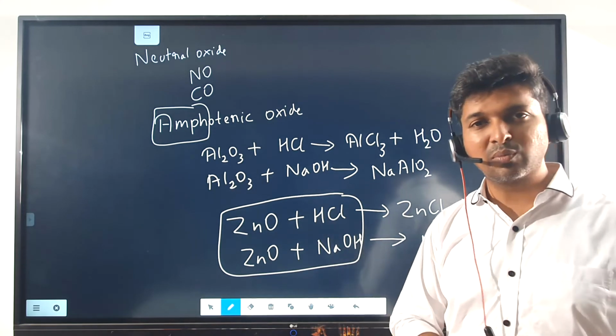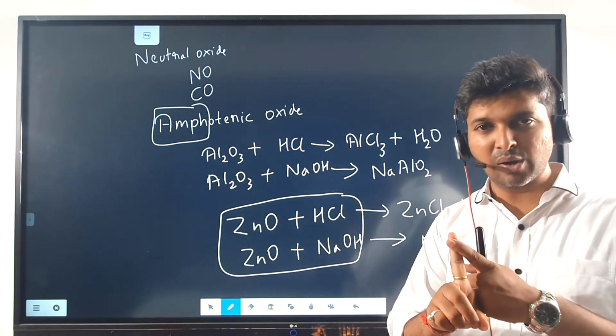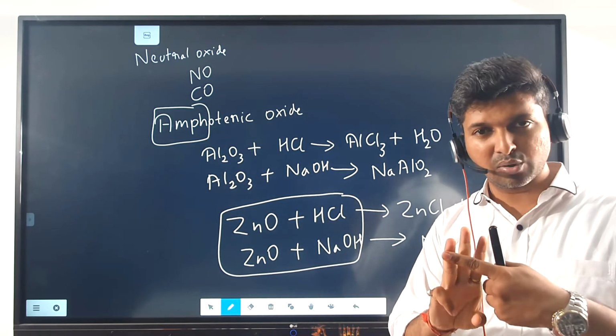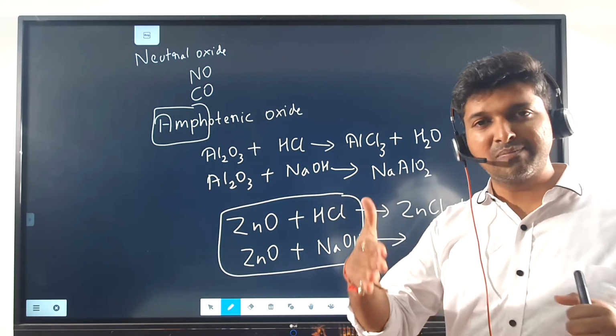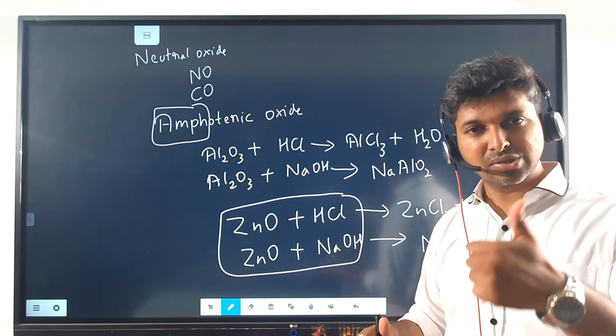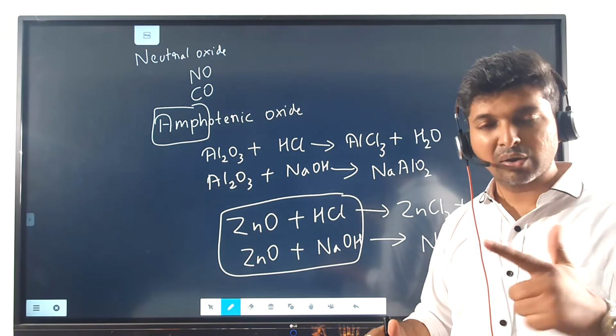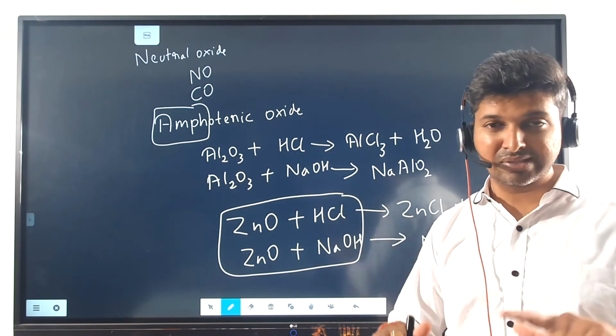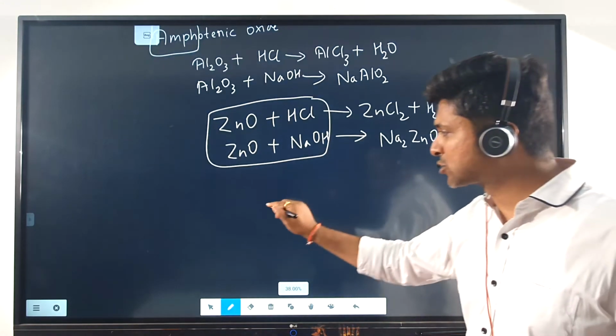So just recollect which oxides we have done. We have done normal oxide, then peroxide, then superoxide. Then we did acidic oxide, basic oxide, neutral oxide, and amphoteric oxide. So we have done these 7 kinds of oxides. We are left with 2 more. So what is the mixed oxide?